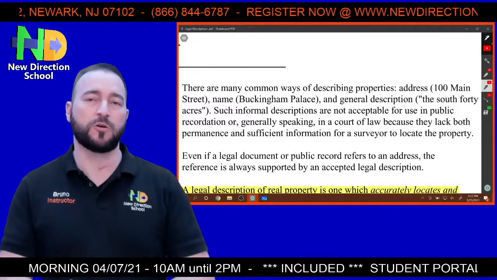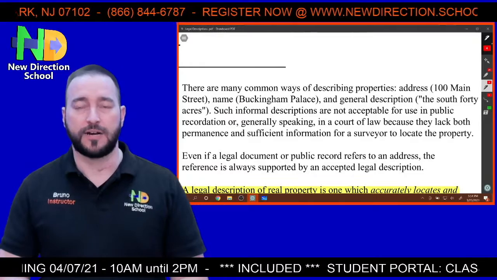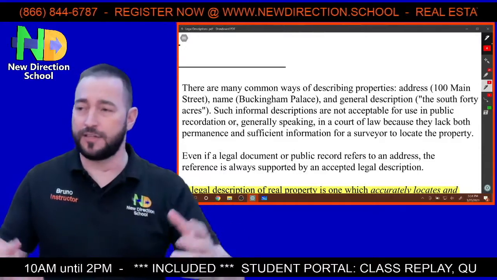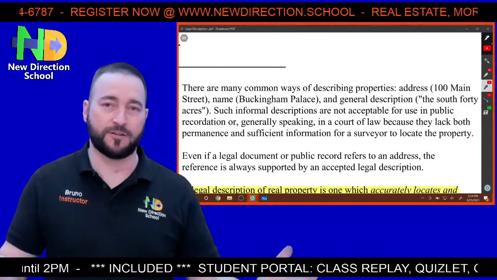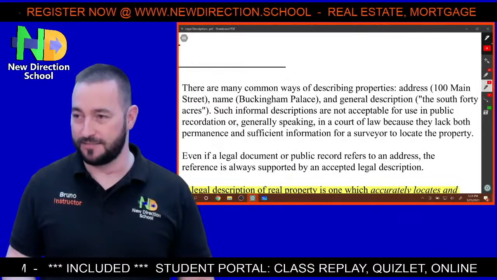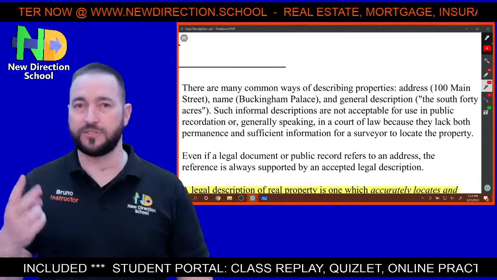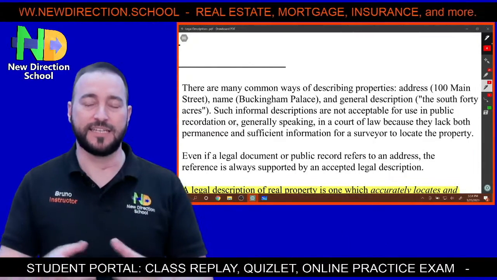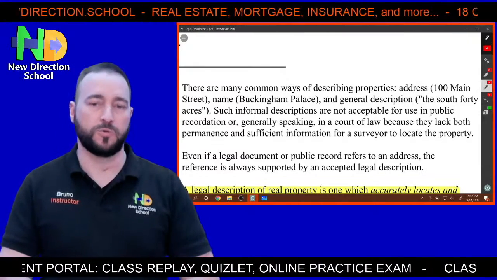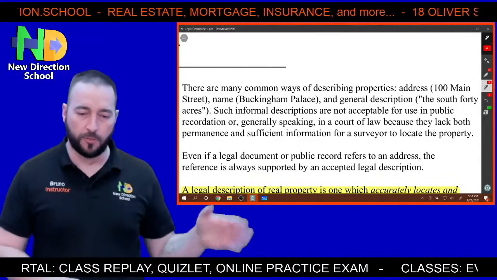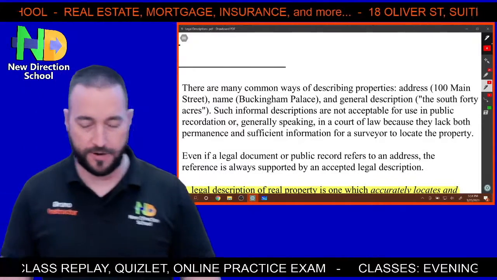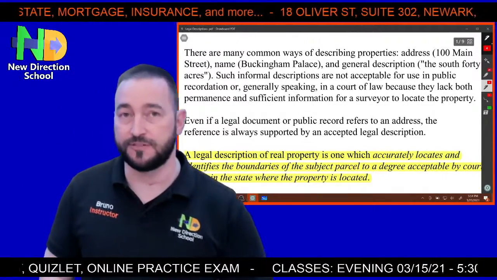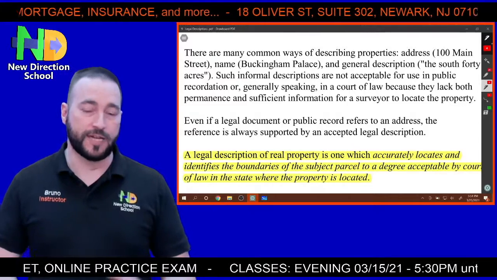Remember, when you buy a piece of property, you're not buying what's on it. You're buying the land. Whatever's on it, great. If there's nothing on it, it doesn't matter, because the deed transfers land. If there's already a building on it, one family, two family, three, four, a hundred, that's an added bonus. But the deed describes land only, and that's what we're going to learn. Such informal descriptions are not acceptable for use in public recordation or, generally speaking, in a court of law, because they lack both the permanence and sufficient information for a survey to locate the property.